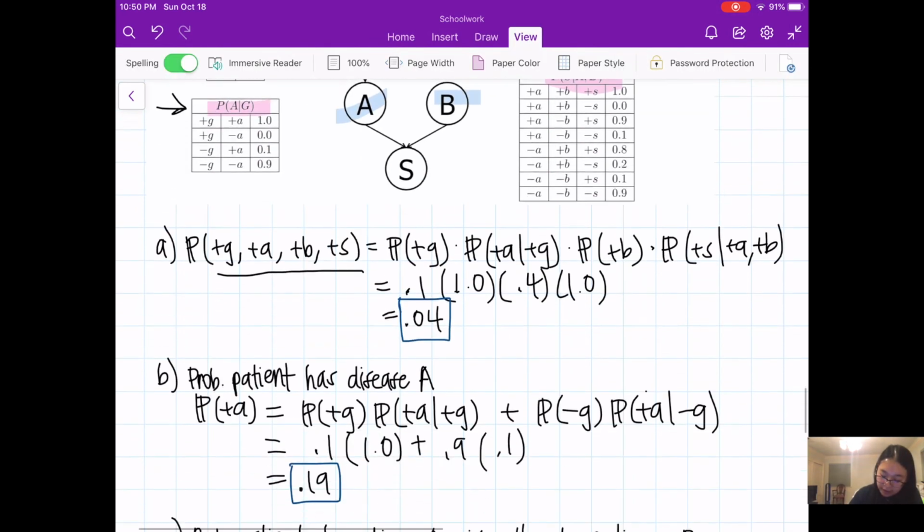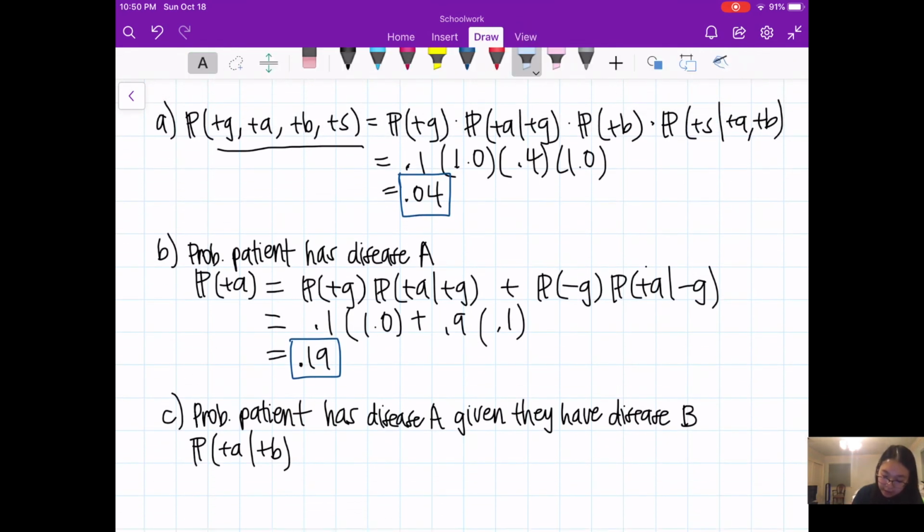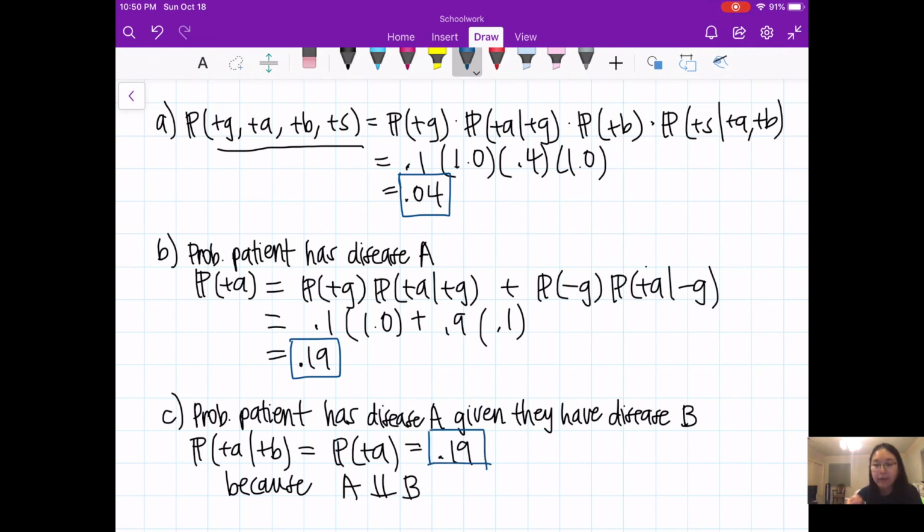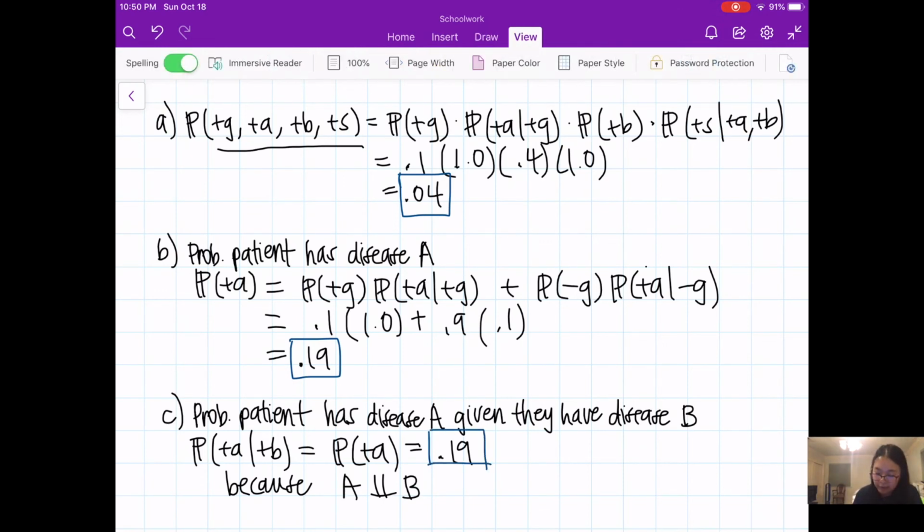So because of that, since A is independent with B, then we know that this is just equal to the probability of plus A, which we already calculated in part B. So that is just going to be equal to 0.19. And specifically, that is because A is independent with B. So yeah, good thing we don't have to recalculate it.